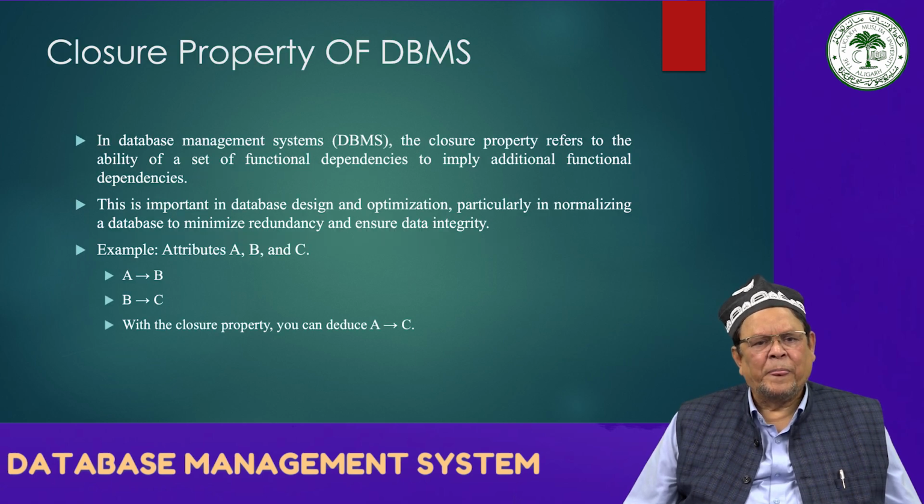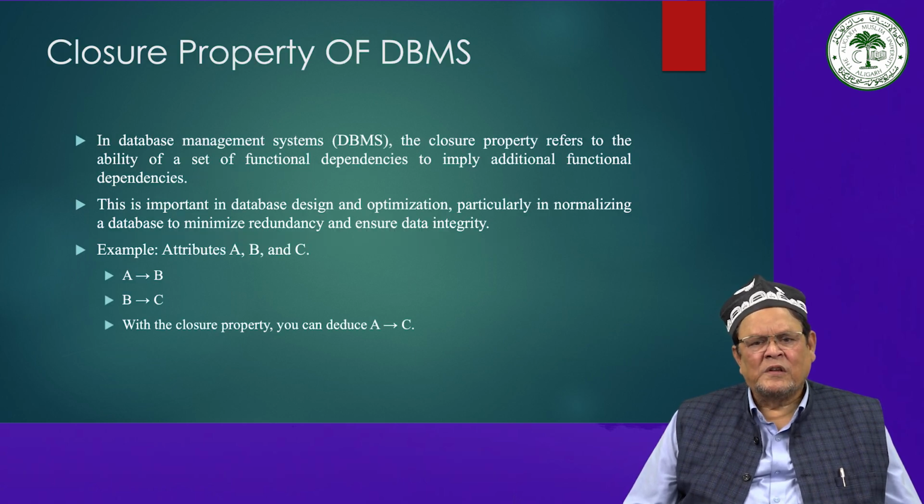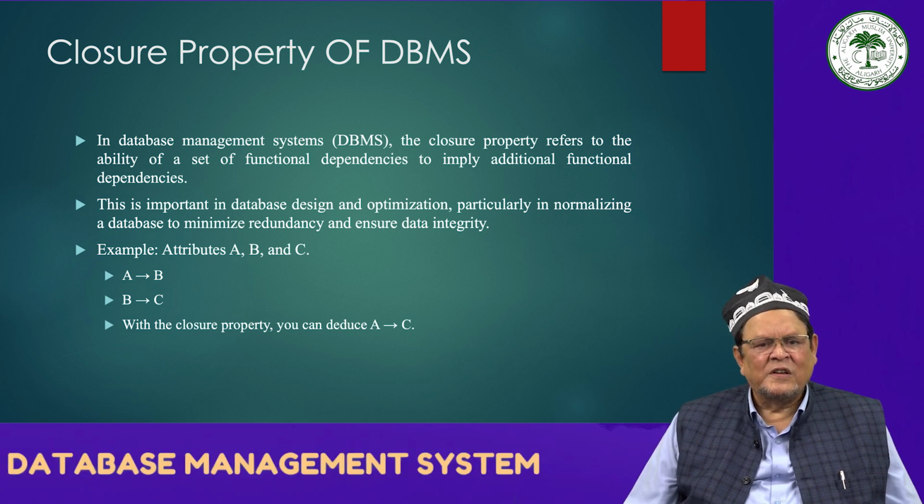Closure property. In database management system, the closure property refers to the ability of a set of functional dependencies to imply additional functional dependencies. In simpler terms, if you have a set of attributes in a relation, or you can say table, and you know certain functional dependencies, that is relationship between attributes, closure property allows you to deduce further dependencies that actually follow from the given ones.